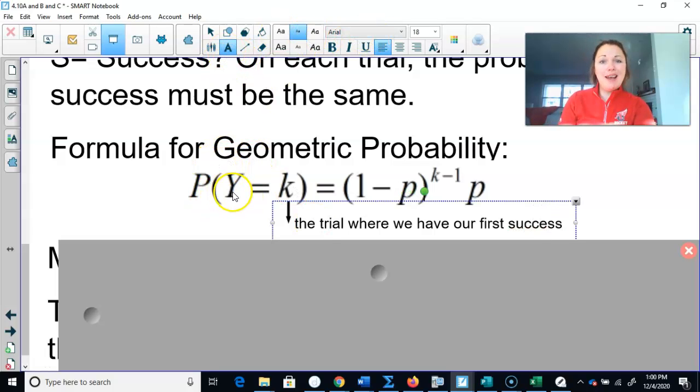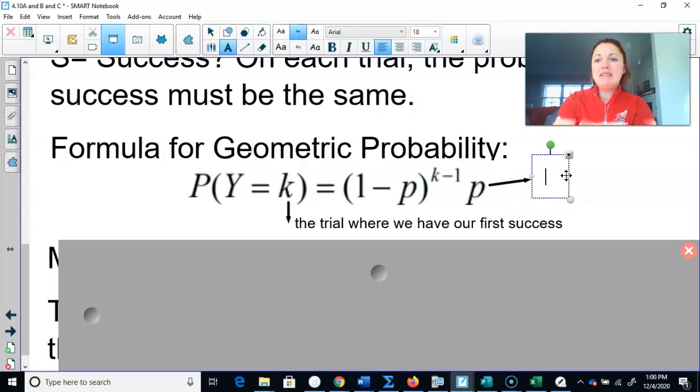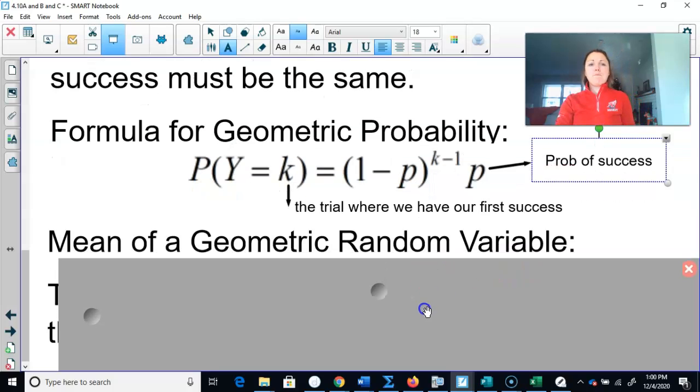Y is just the setting. We're shooting free throws, we're rolling dice, whatever the setting is. And then again, a friendly reminder that P is the probability of success. All right, there is a mean for a geometric random variable.